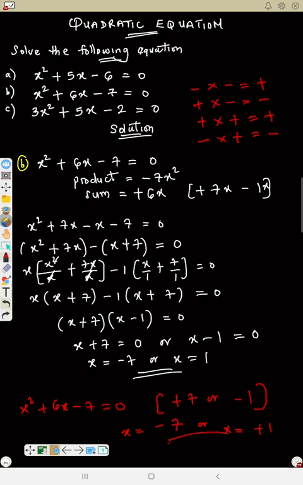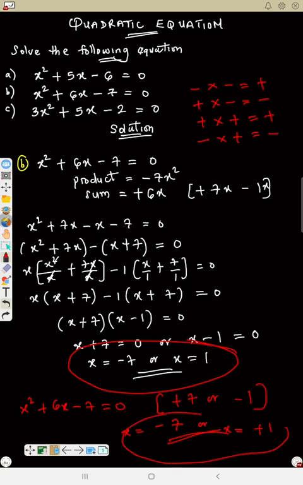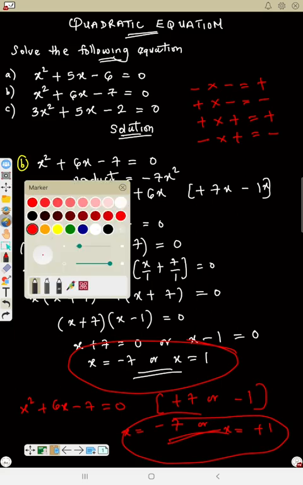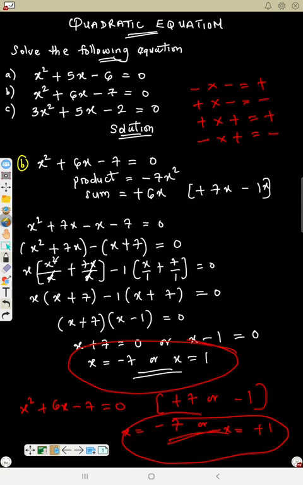If you compare with this, s is minus 7 or 1. So that is the short method. Compare, so the answers are the same. Now let's see the third one.